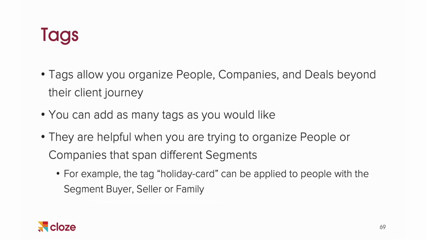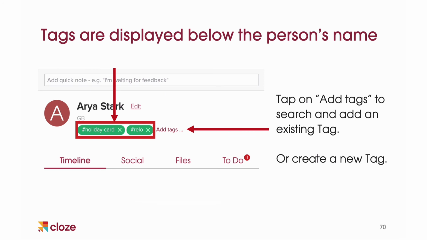You're going to want to use the stage and segment, like we talked about yesterday, for the journey. Where are they on that journey? That's what the stages and segments are for. But tags are a great way to organize outside that journey. Easy to add them. You can have as many as you want too. Just tap on add tags under their name and you can add them. And it's easy to find them. So let's take a look at how we do that.